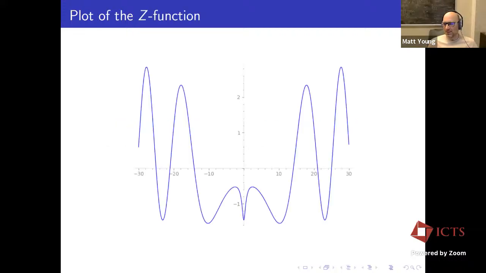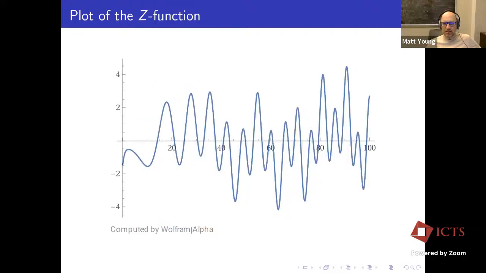So for fun, I plotted the Hardy Z function. The Hardy Z function has the same absolute value as the Riemann zeta function, except that it's real valued on the real line. So this is basically a plot of how zeta behaves on the critical line, just rotated so that it's real valued. This is plotted up to 30. Here's another plot up to 100. You can see it's kind of wiggly and not very large.